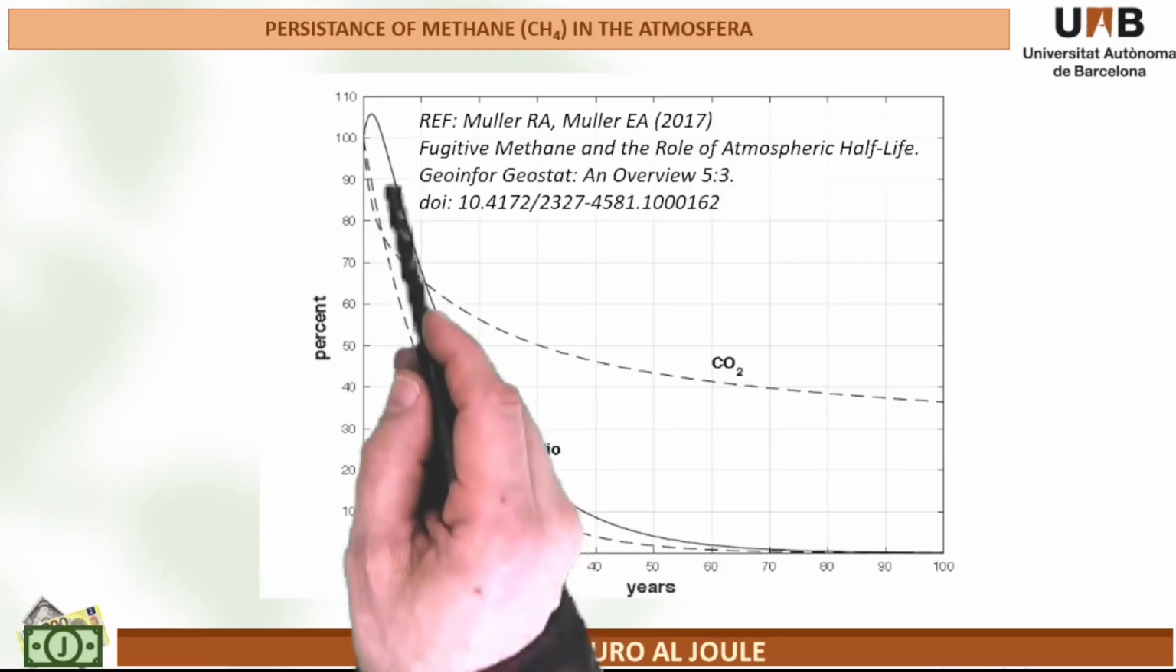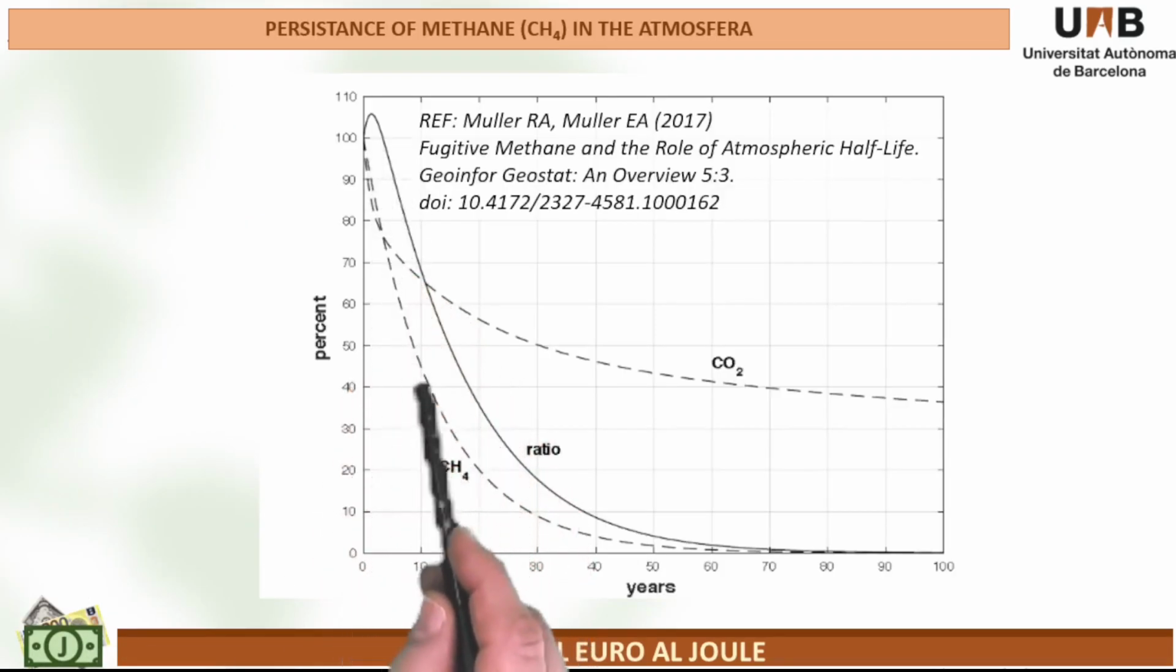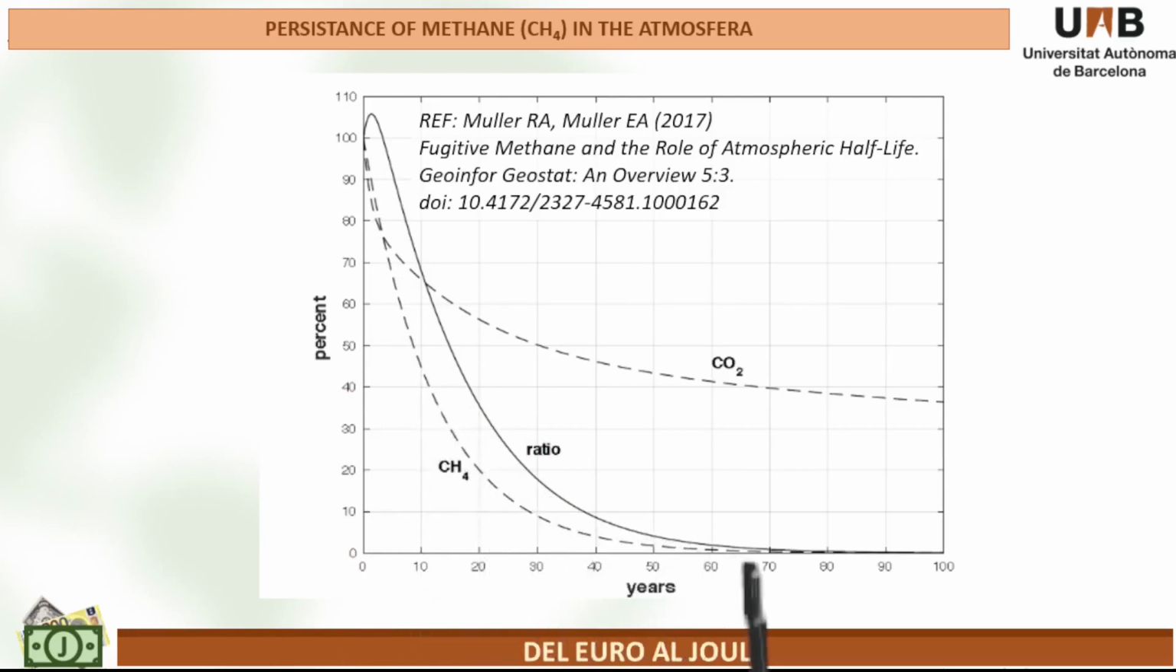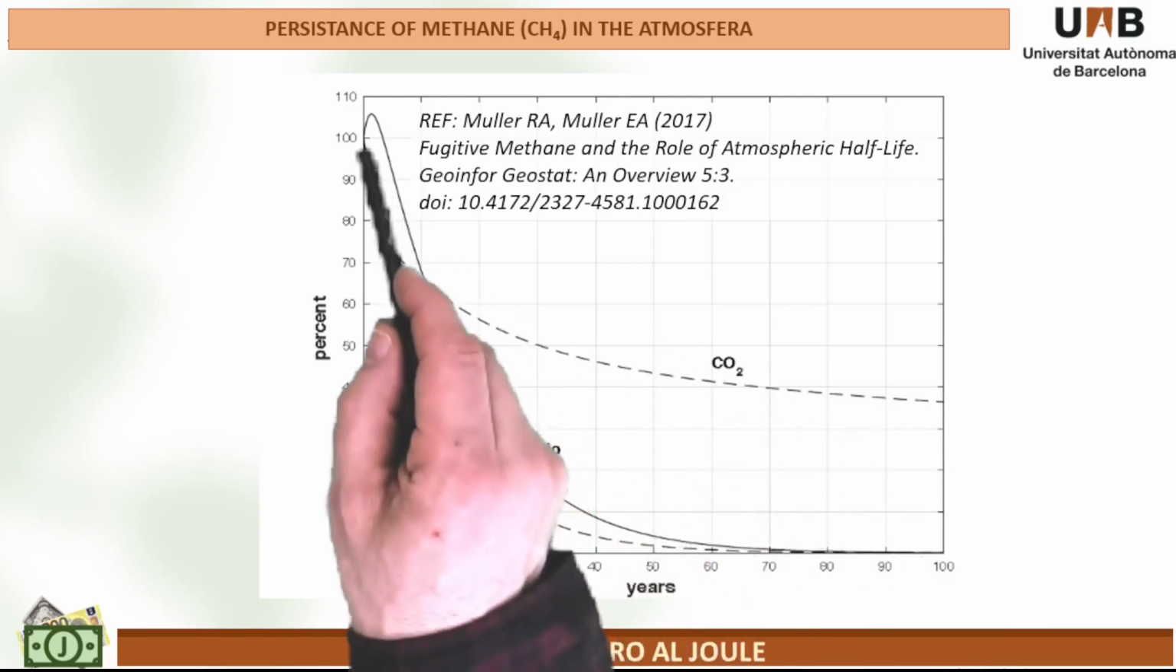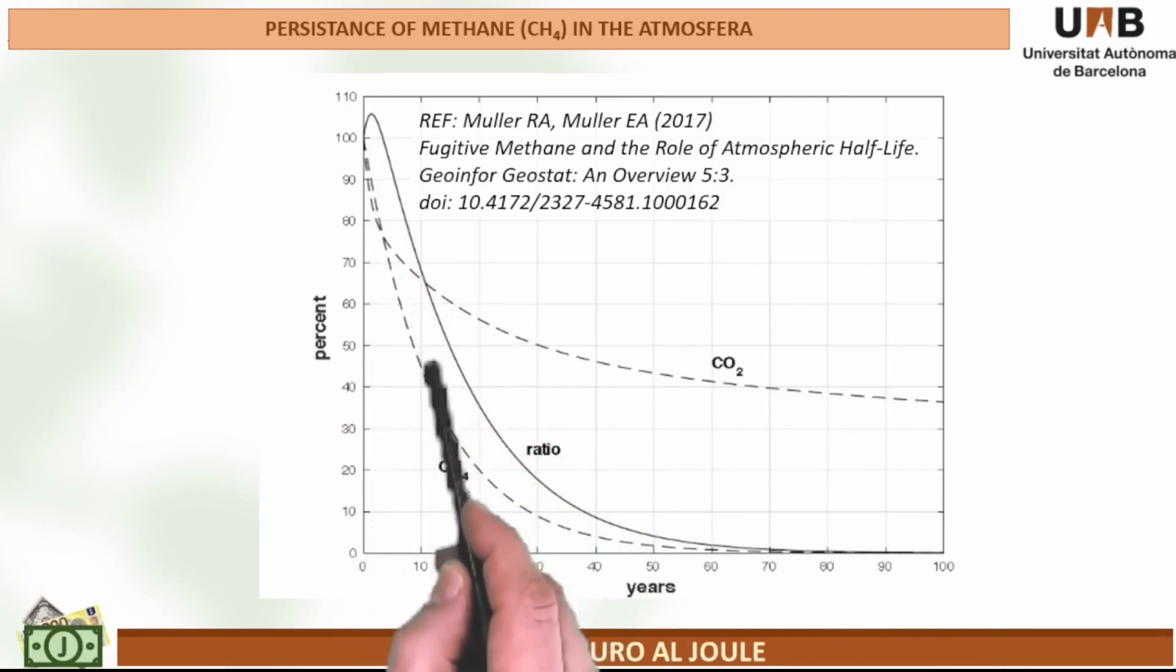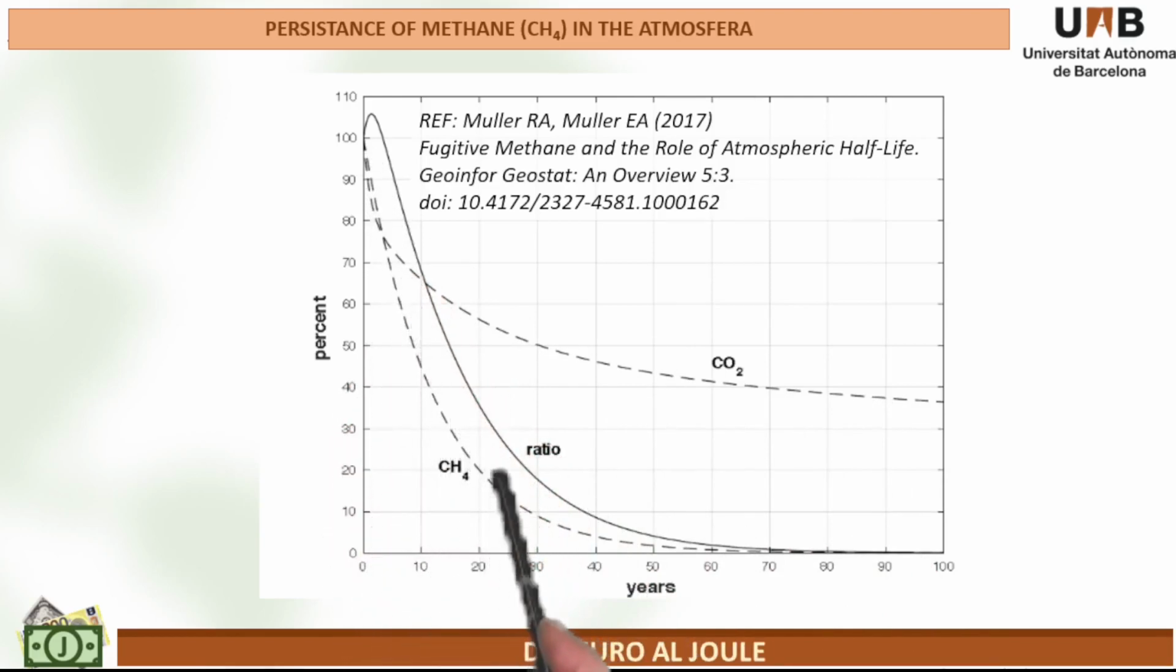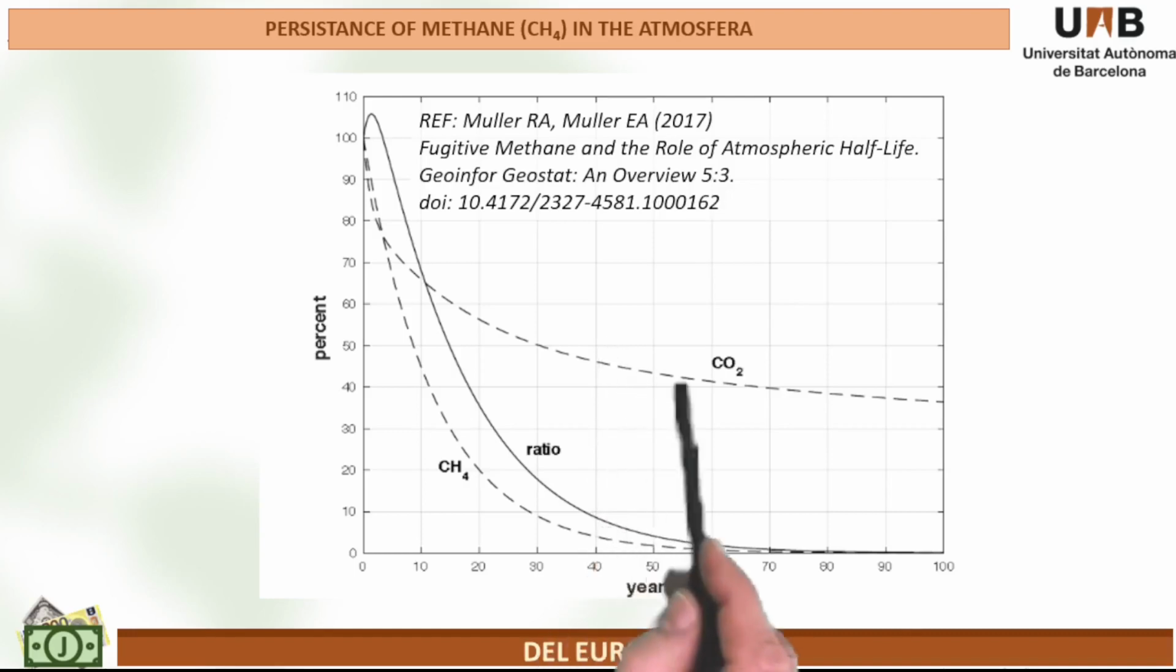The reason is that the persistence of methane in the atmosphere is lower than the persistence of CO2. Here we can see the amount of methane that we emit in terms of time, how much of this methane is persisting in the atmosphere, and we see that in 40 years almost all the methane that we have emitted has been reabsorbed in the earth, while the CO2 still remains there.